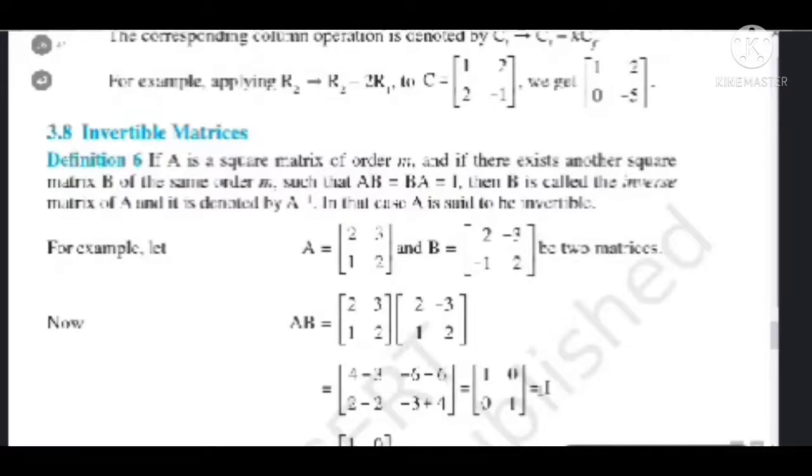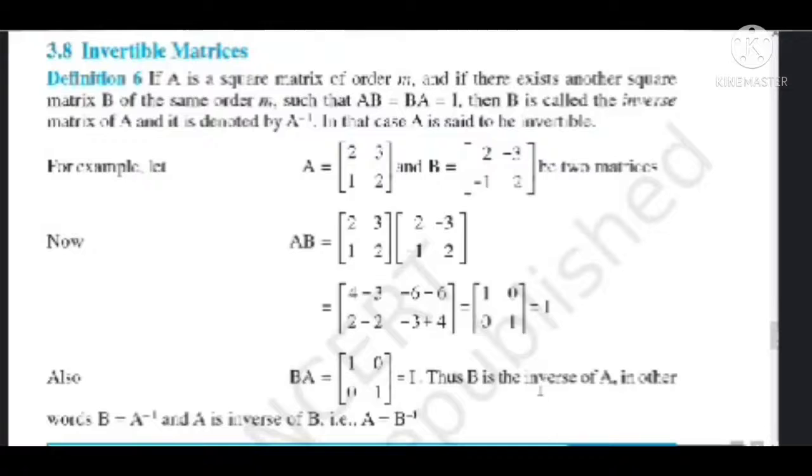So that means you will get what? If you see the reverse also, BA, then also you will get I. Thus B is the inverse of A. In other words, B is equal to A inverse, and A is the inverse of B, or you can denote A equal to B inverse. You can write in this way also. That means if the product of AB and BA is equal to the identity matrix, then you can say the first matrix is invertible, or you can say the second matrix is the inverse of the first matrix.